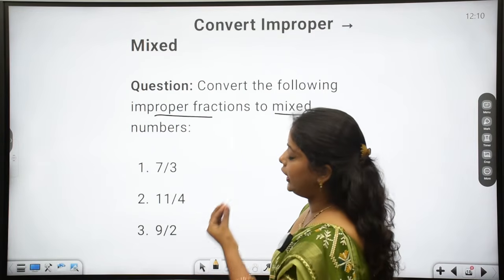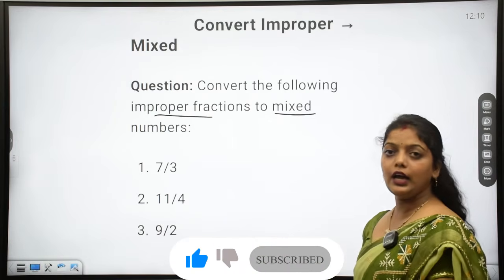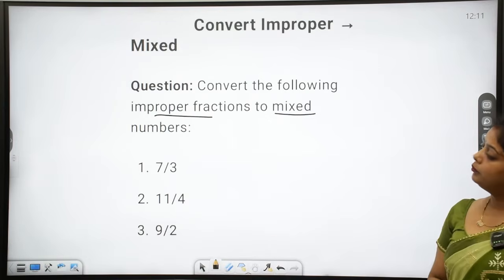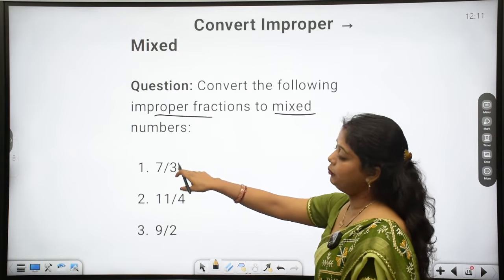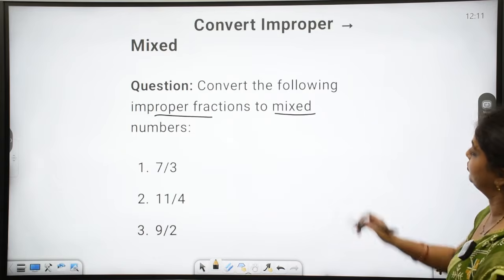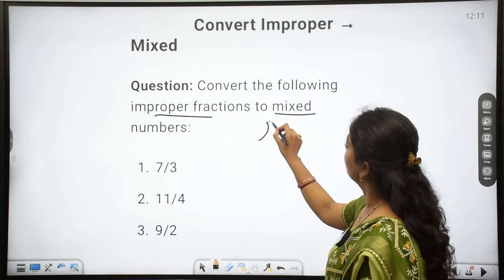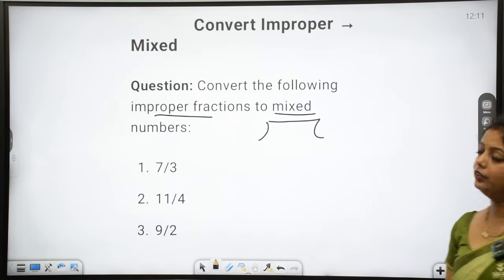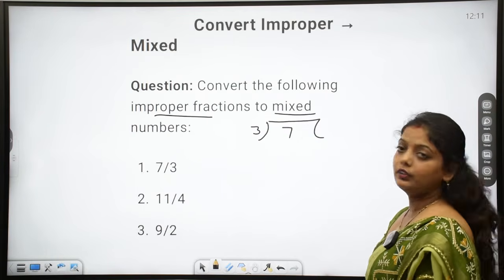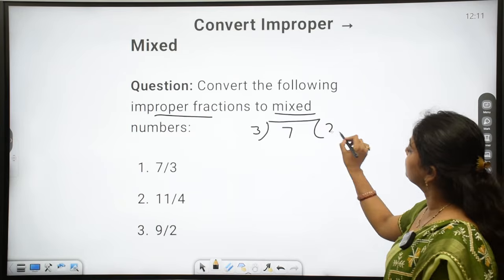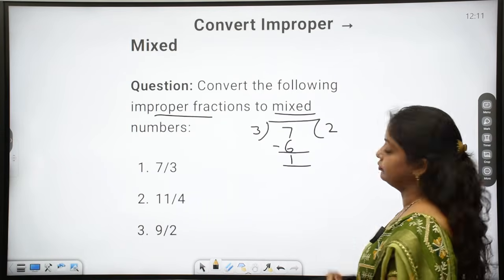We will take the numerator as a dividend and the denominator as a divisor. Because the denominator is smaller than the numerator here, let's see. Now let's divide 7 by 3. 3 2s are 6. When you subtract it, you will get 1.